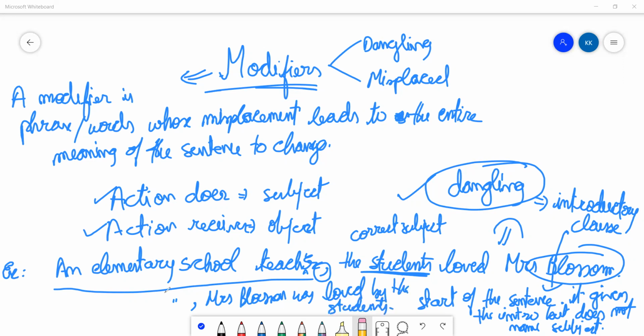Understood? So the logic is, how do you edit a modifier? After the comma, you place the correct subject. Be it a dangling modifier or a misplaced modifier, the tactic is to place the correct subject after the comma. Did you understand my point? Have you understood till here?